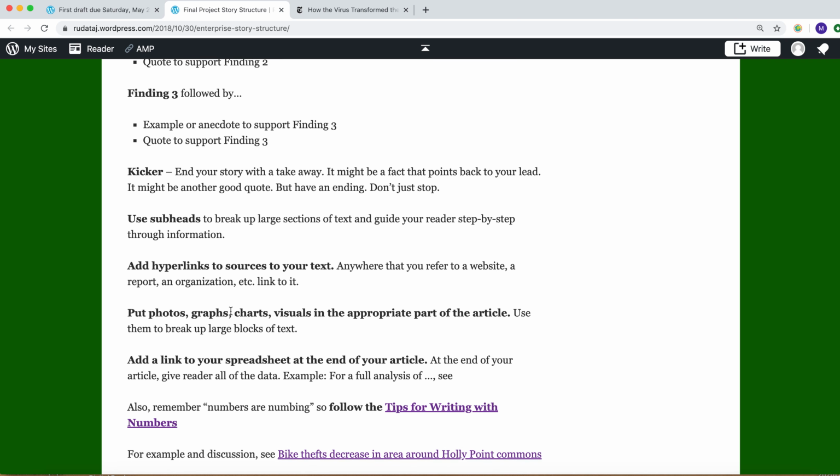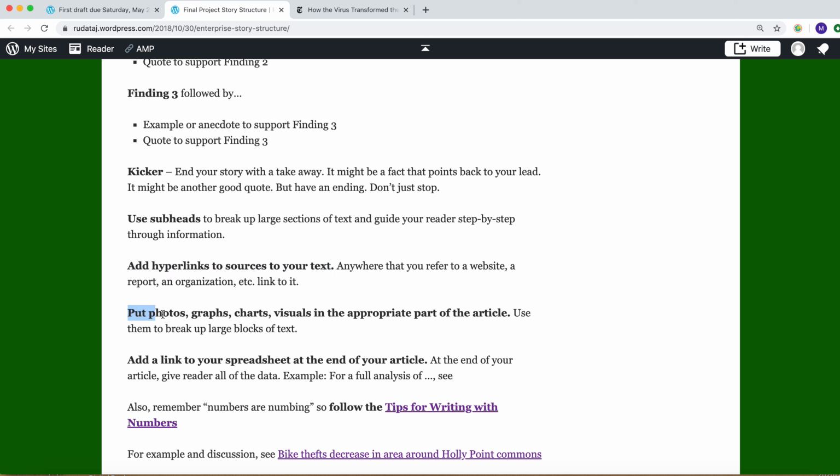In the structure of your article, use subheads to break up the large sections of text, and often the best place to do this is in your findings. Create a subhead for each of your findings, and that helps the reader look at it. Add hyperlinks anywhere you get information: your original data source, other websites, reports, organizations. Put links in. Any place that you got important information, link to it so that your reader can keep going.